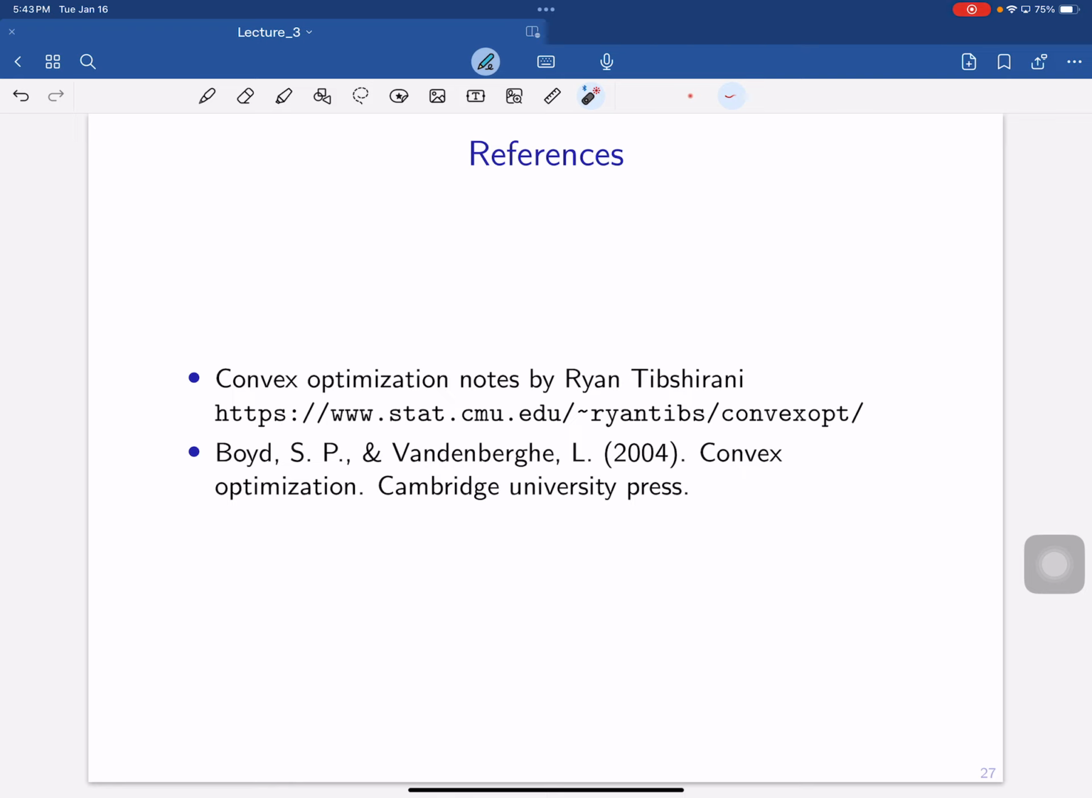Yes? Newton's method guarantees convergence, but in some cases there might be looping during the iterations. If there's a looping, is there any way to prevent this? Yeah, so you can use a backtracking line search as well to prevent that.